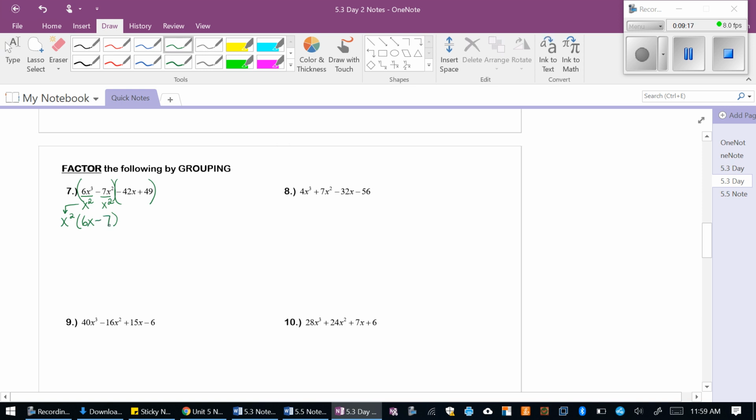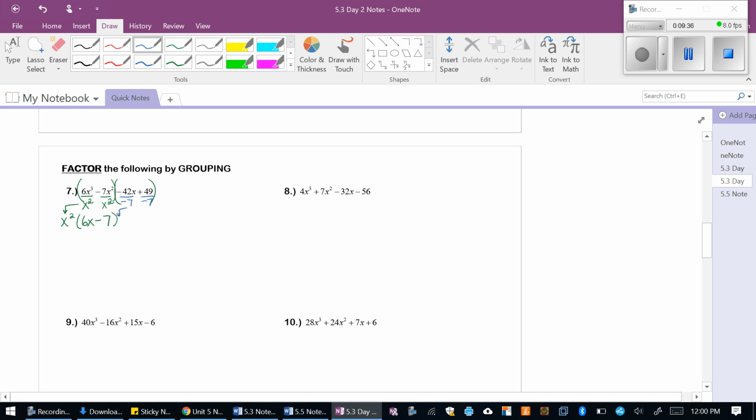Now I'm going to look at my GCF of the other pair. And remember that if that first term is negative, then I want to pull out a negative GCF. So I'm going to see 42x and 9. That would be negative 7.